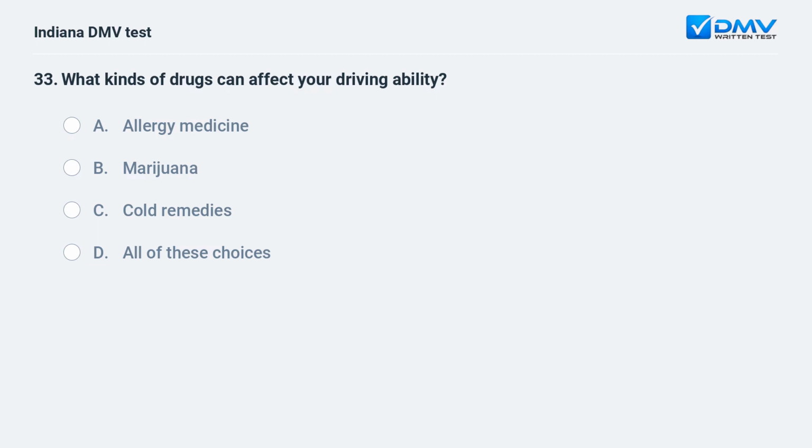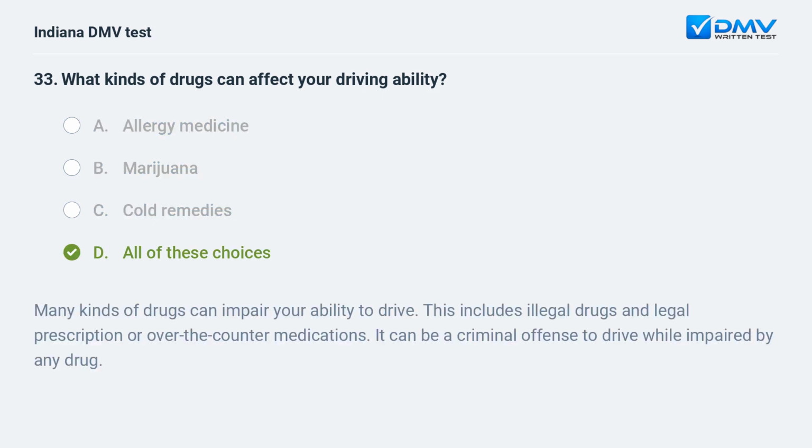What kinds of drugs can affect your driving ability? A. Allergy medicine. B. Marijuana. C. Cold remedies. D. All of these choices.